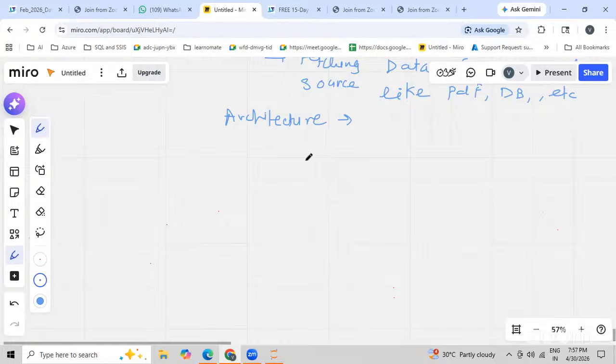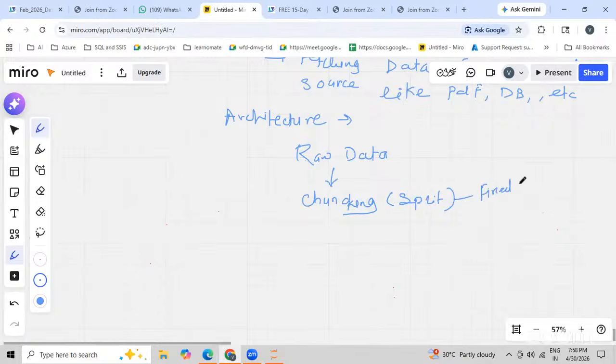Now in the architecture, you need to provide some raw data first. Once you provide the raw data, what is the next step? It converts the raw data into chunks. Chunking means your data is going to be split. Data is split in different ways, and chunking has different types. Okay, fixed chunking, fixed size chunking.